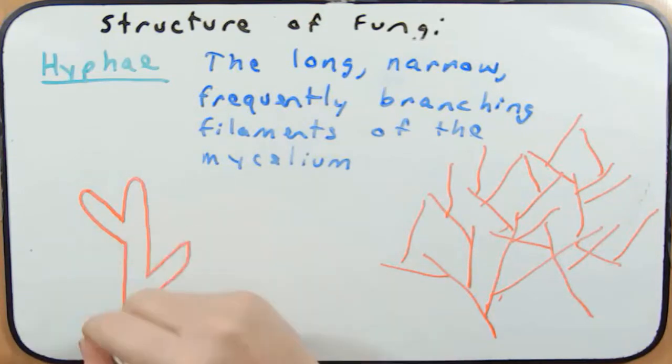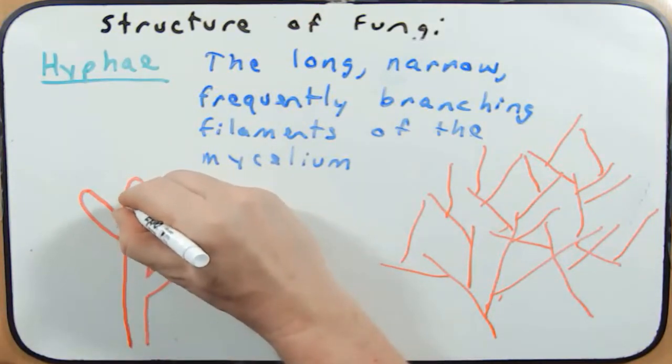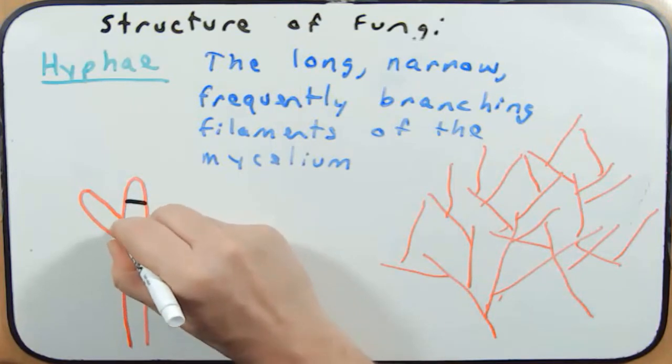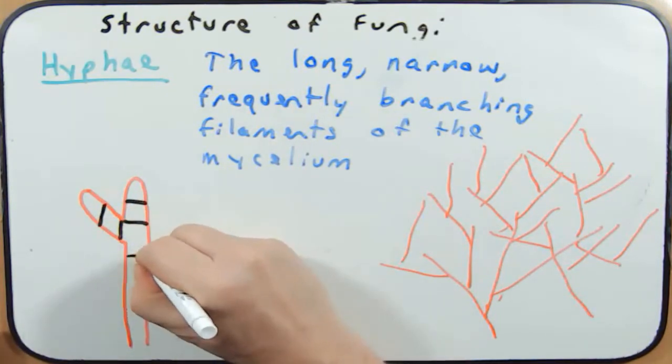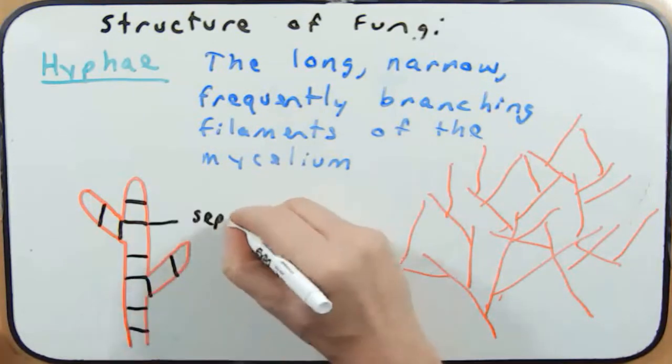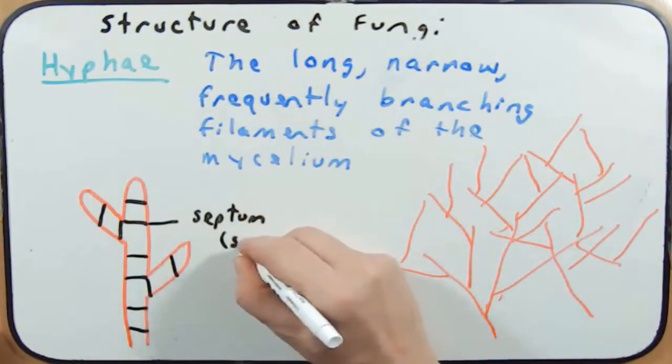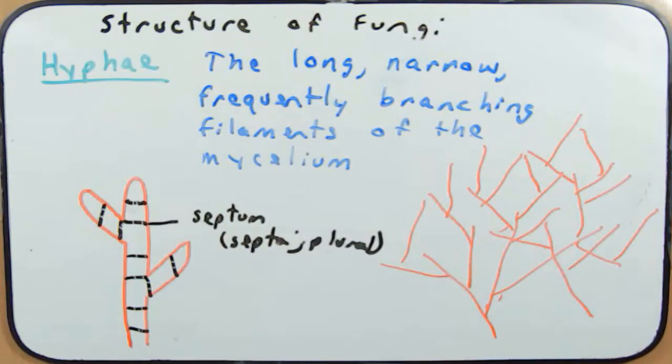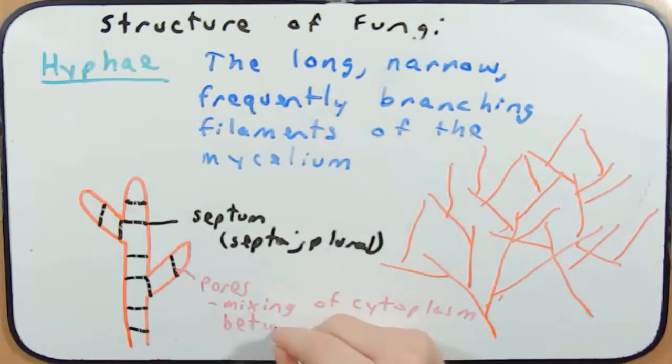Now, in most cases, these hyphae are separated into different cells with these different structures that we call septa, or septum for singular, septa for plural. Now, each septum will contain very small pores. These pores allow the mixing of cytoplasm between neighboring cells. So this allows for a nice way to move nutrients from one part of the mycelium to another part of the mycelium.